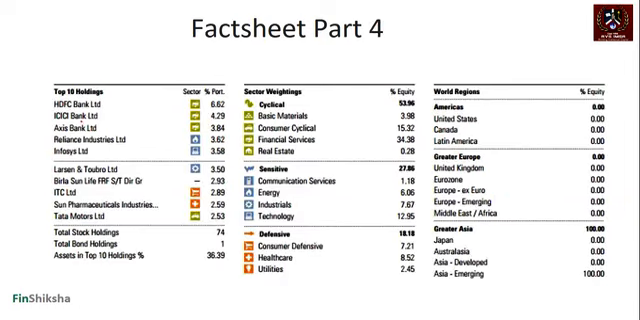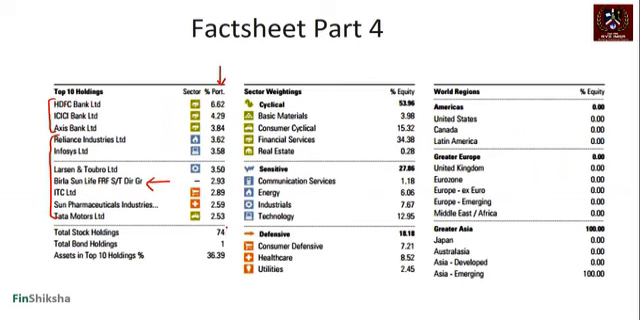Then it has the fourth part, which is the top 10 holdings. You have ICICI, HDFC, Axis Bank. What percentage of the portfolio is there? Then you have Reliance, Infosys, L&T, and some of the other funds, other data points. They also have another fund of their own within this, right?